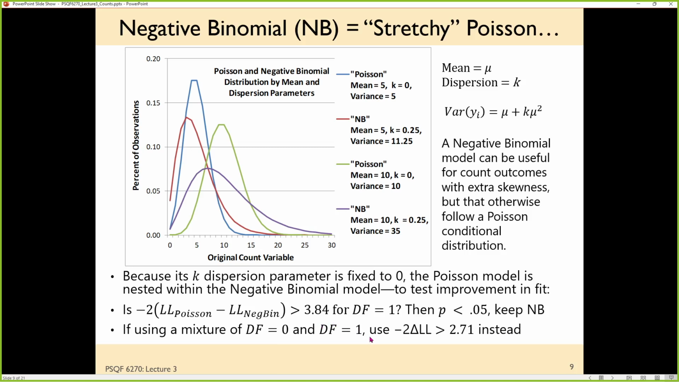And some people say, absolutely not, because K is on a boundary where it can't go below 0 and you're testing it against 0, and that's not cool. And so the solution is to use what's known as a mixture chi-square, where it's a mixture of a chi-square of 0, which is not a thing, by the way. You can't have a chi-square with no degrees of freedom, and a 1. So functionally what happens is that you take your p-value and you cut it in half.